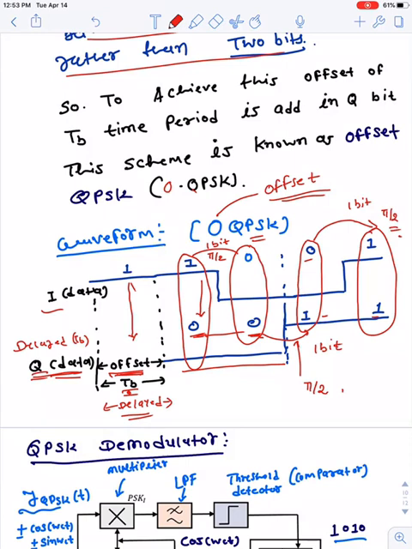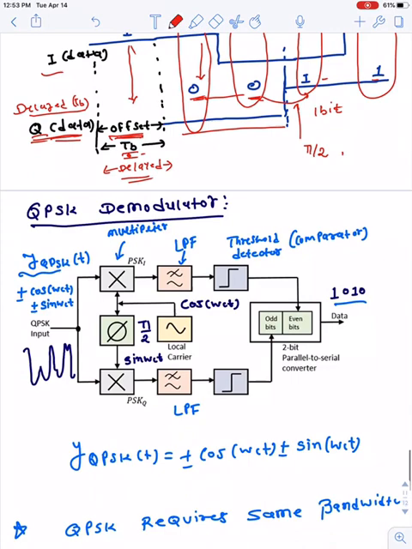So what we are doing here, rather than starting bit to bit, is that the Q data is delayed by a TB time period, and then we start. So this offset is given as a TB time period. So this part you can even learn.